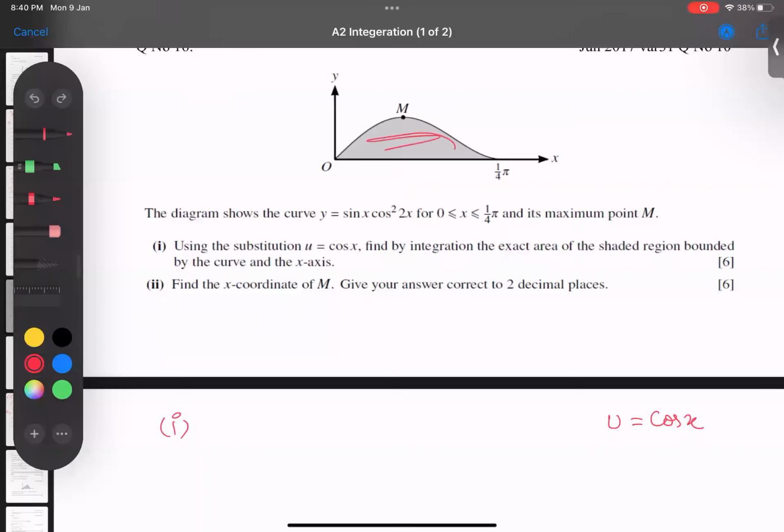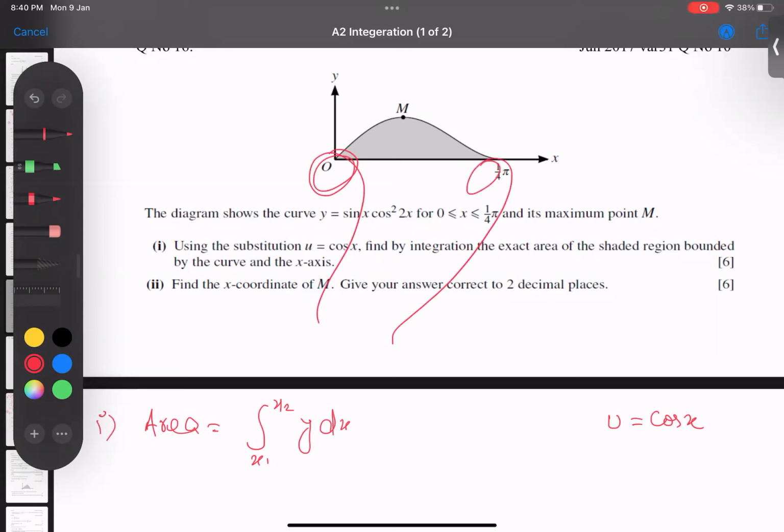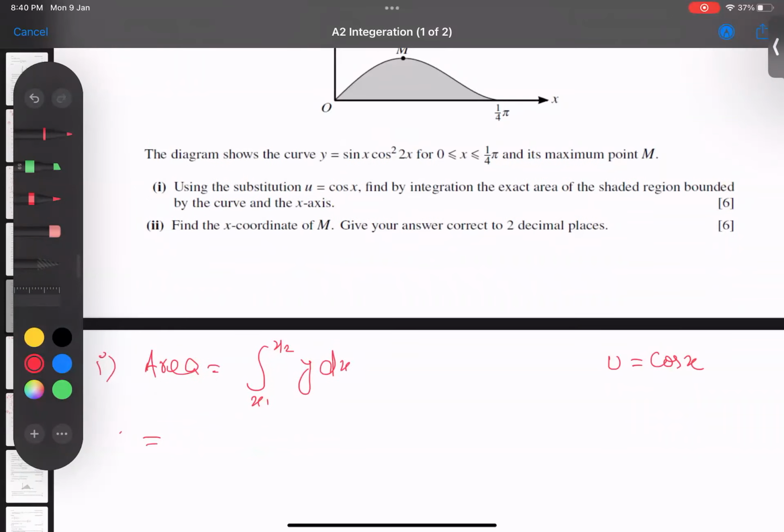So this exact area we need. And what is the formula of area? I'm just writing here for you, part one, the area formula. The formula is the integral from x1 to x2 of y dx. Where is x1? This. Where is x2? This. And where is y? This is function y. So if I write the area formula, 0 to pi by 4, pi by 4 comes from here, and the y value is this. So I'm writing sine x times cos squared 2x dx.